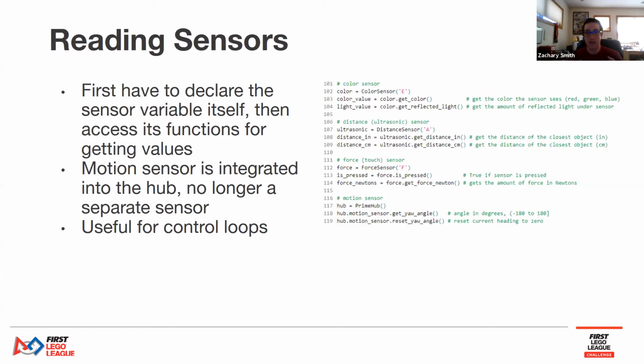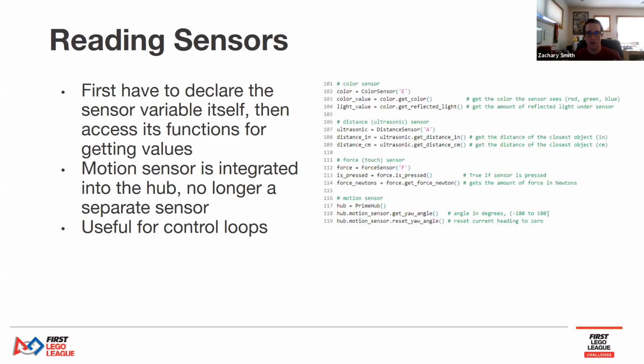The motion sensor, because it is built into the hub, it is not going to be a separate function call like the force equals force sensor. First, you have your hub variable declared. You already have it declared in the default program. You don't have to worry about typing it out again.